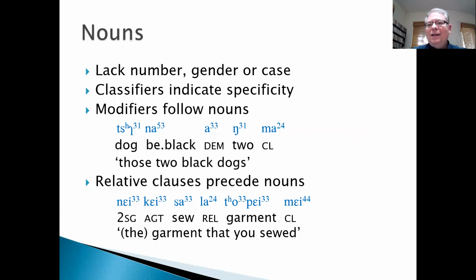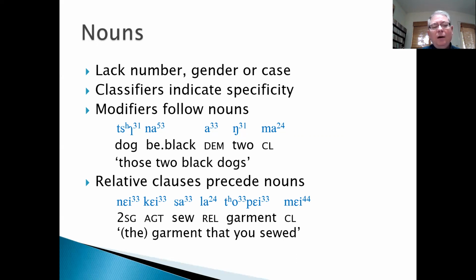Now, when we come to nouns, I should first point out that morphologically, Khatso is an isolating or analytic language, meaning that there's very little morphology and words basically do not change shape for any purpose. So when we look at nouns, we see that they lack number, gender, or case. They do not inflect or change for any reason. There is a large classifier inventory that's used with them, and I'll talk about that in a second.